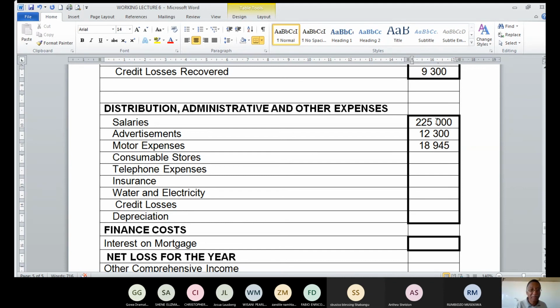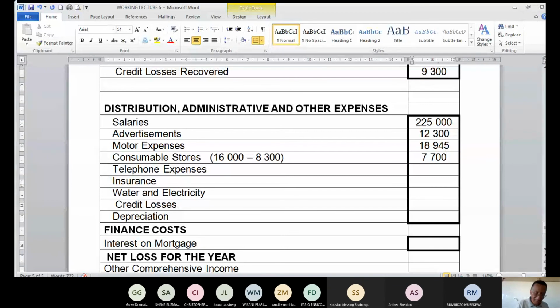My next expense would be my consumable stores, and my consumable stores that was purchased during the course of the year was an amount of 16,000 rand. However, there was an adjustment involved here because 8,300 of those items were still on hand at the end of the year. So what I have used up, my actual expense for consumable stores, must be 7,700 rand.